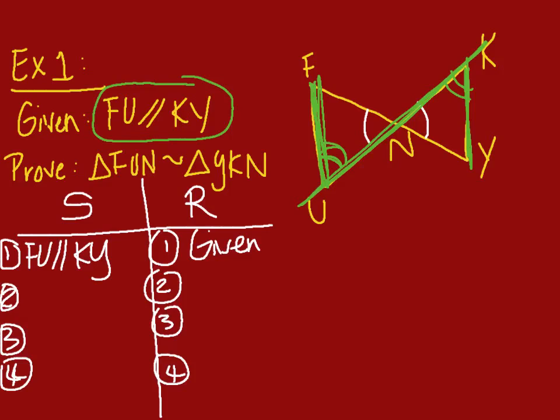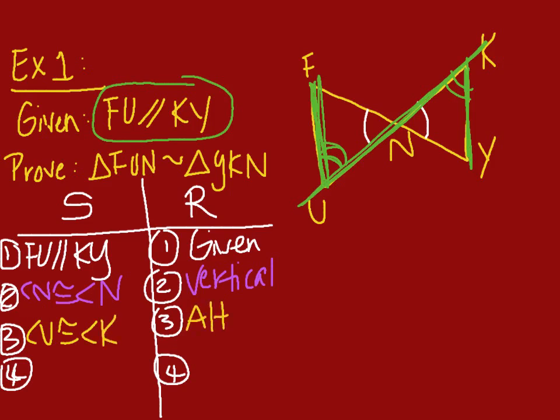So we named angle N is congruent to angle N, and that's because they are vertical. And then why did we mark the green angles? Why did we say that U was equal to K? Hopefully you remember it's because of the alternate interior angles. And you can abbreviate that if you want.